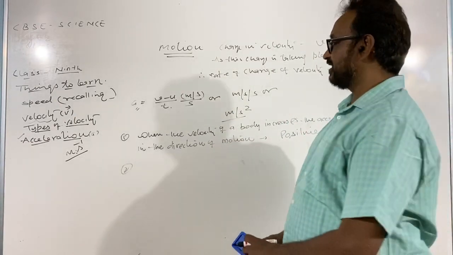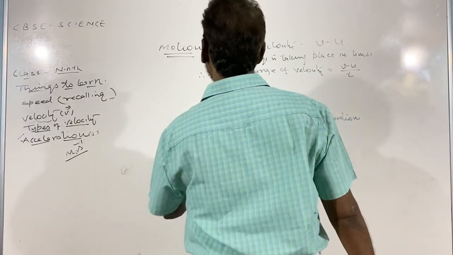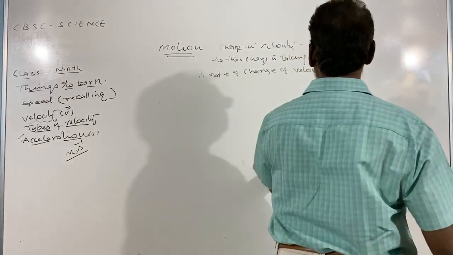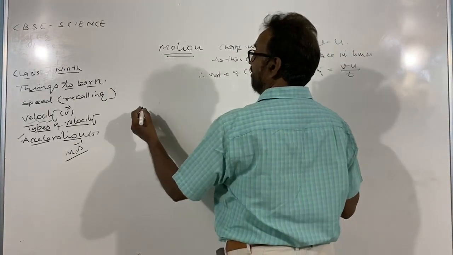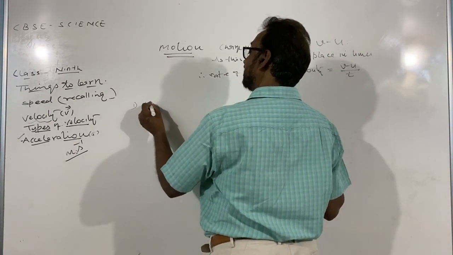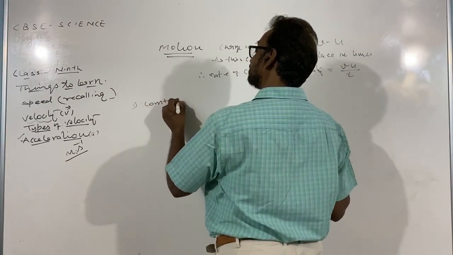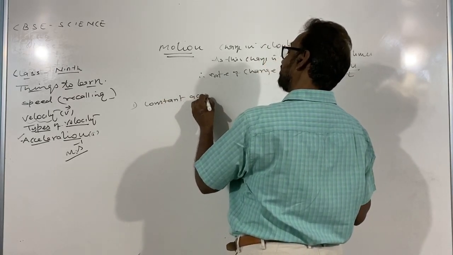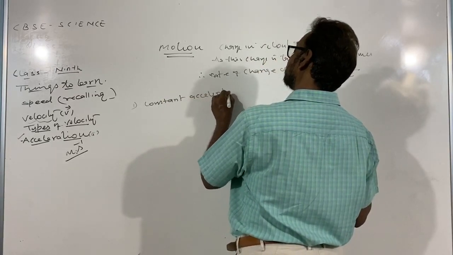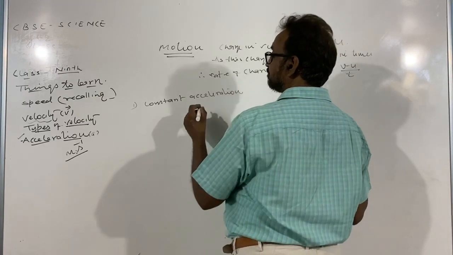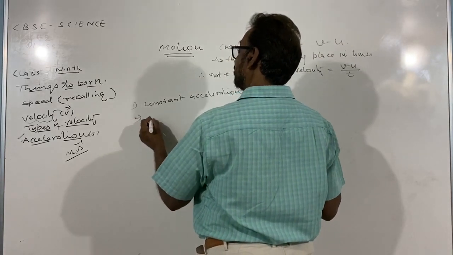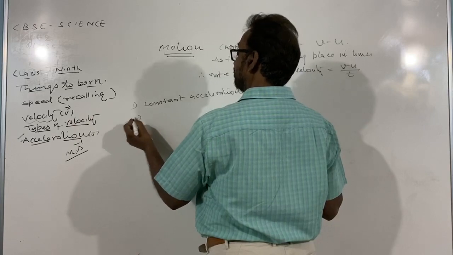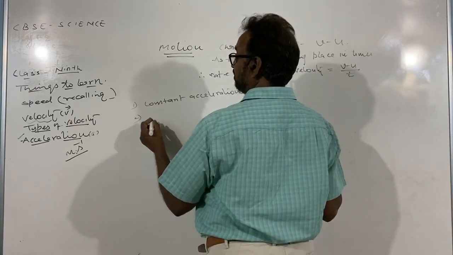Now, acceleration is of two types, namely constant acceleration or uniform acceleration, and non-uniform or variable acceleration.